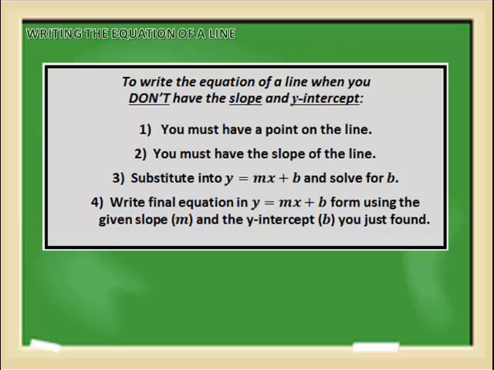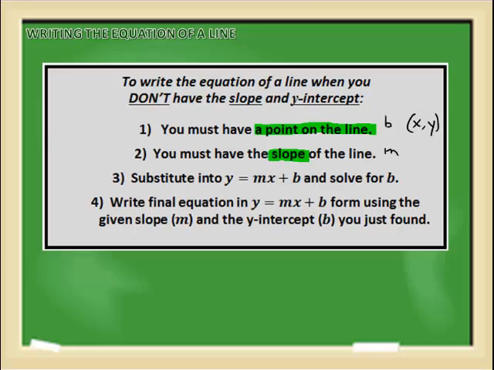What I've given here in this graphic is a way to write the equation of a line when you don't have the slope and the y-intercept. To be able to write the equation, you have to have a couple things. The first thing is you have to have a point on the line. That point could be your y-intercept, or it could just be some point that's on the line. The second thing you have to have is your slope of the line, and we could give you that slope, or I could give you 2 points and you could find the slope from those 2 points.